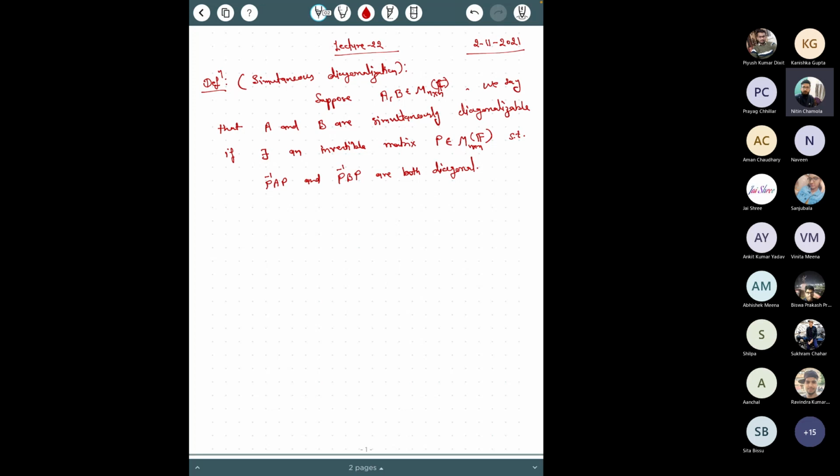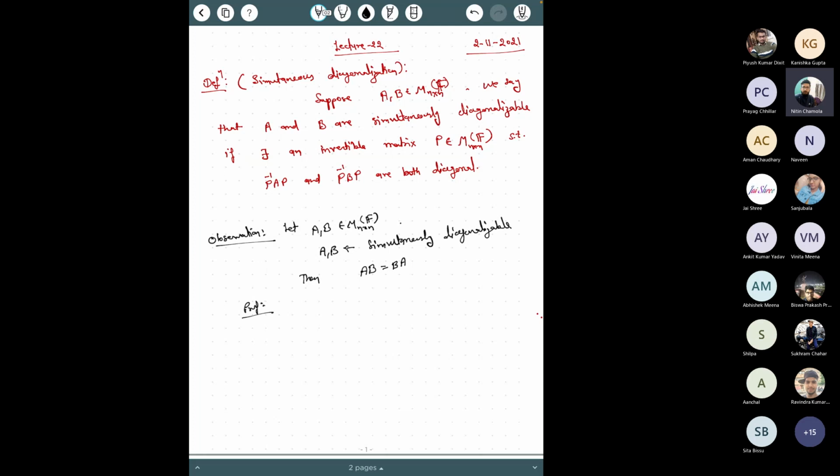Now one thing is very straightforward. You can see this as a necessary condition. Let me write this as an observation. If A and B are simultaneously diagonalizable, then you can easily verify that A and B both commute. So if A and B are simultaneously diagonalizable, then A and B commute. This is not difficult to see. It's very easy to see.